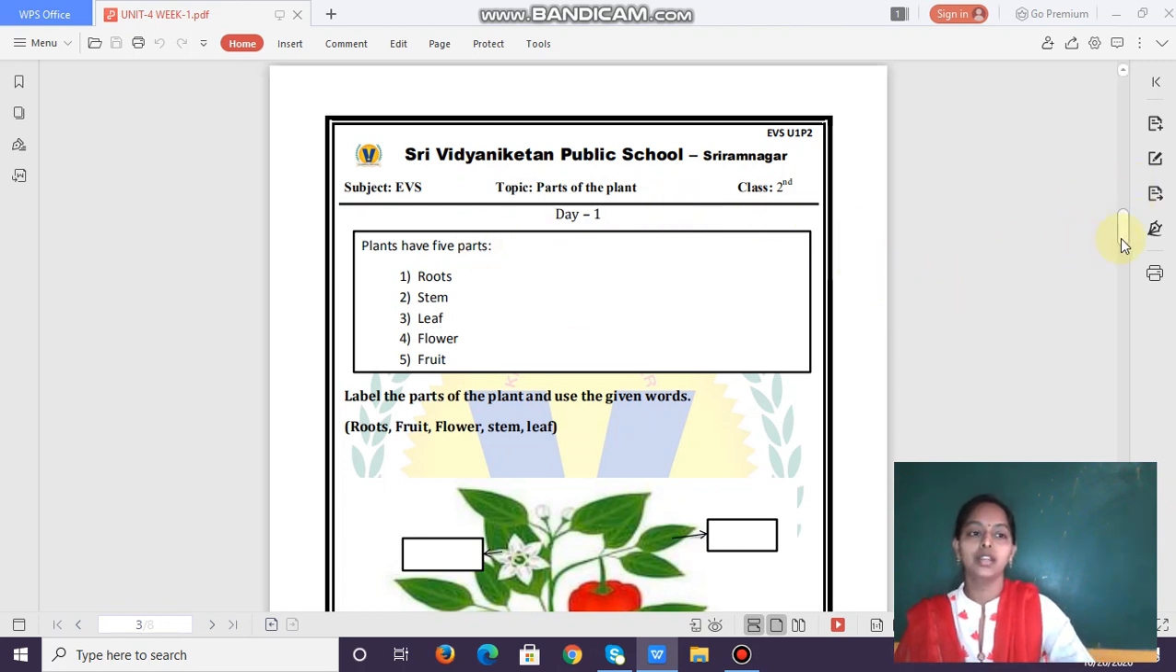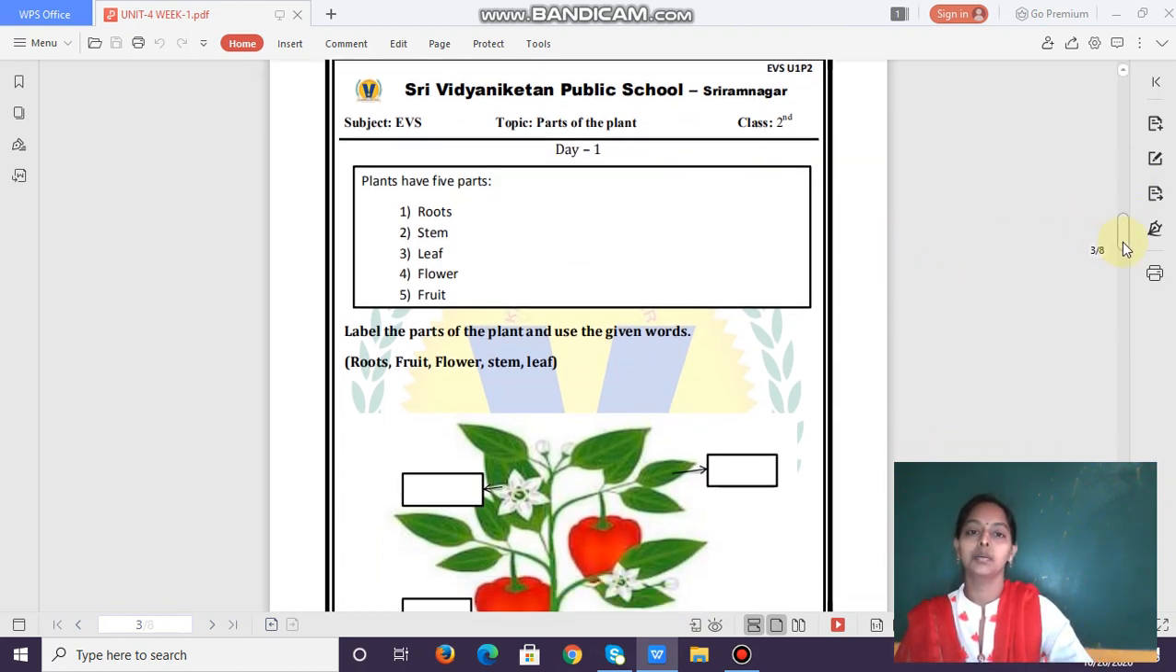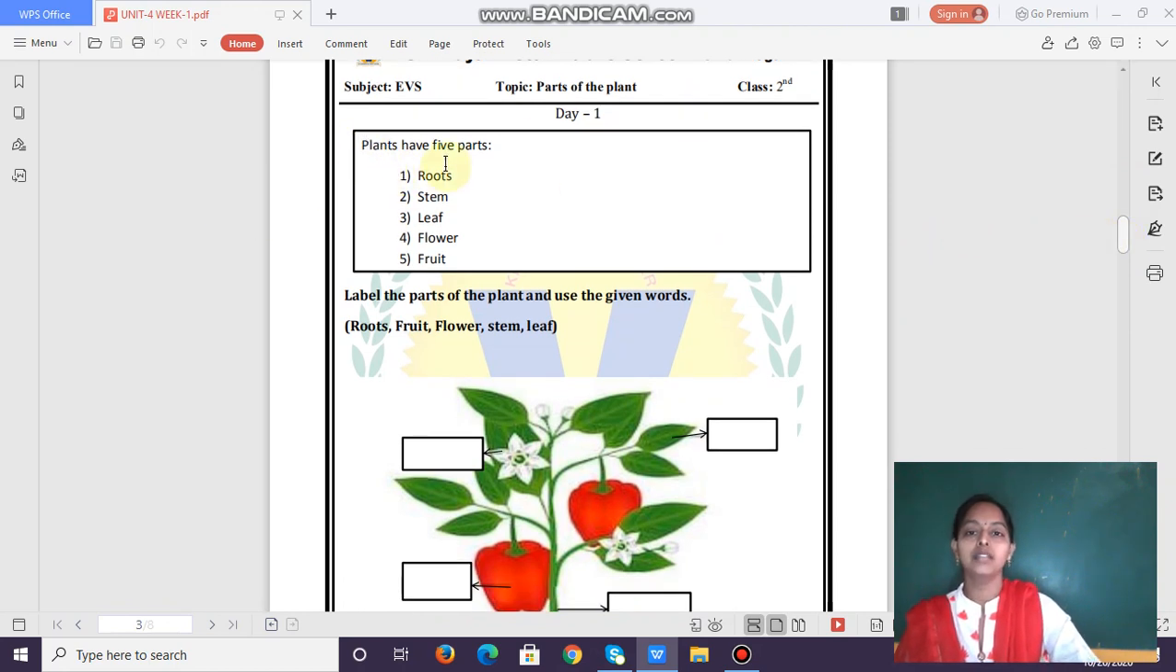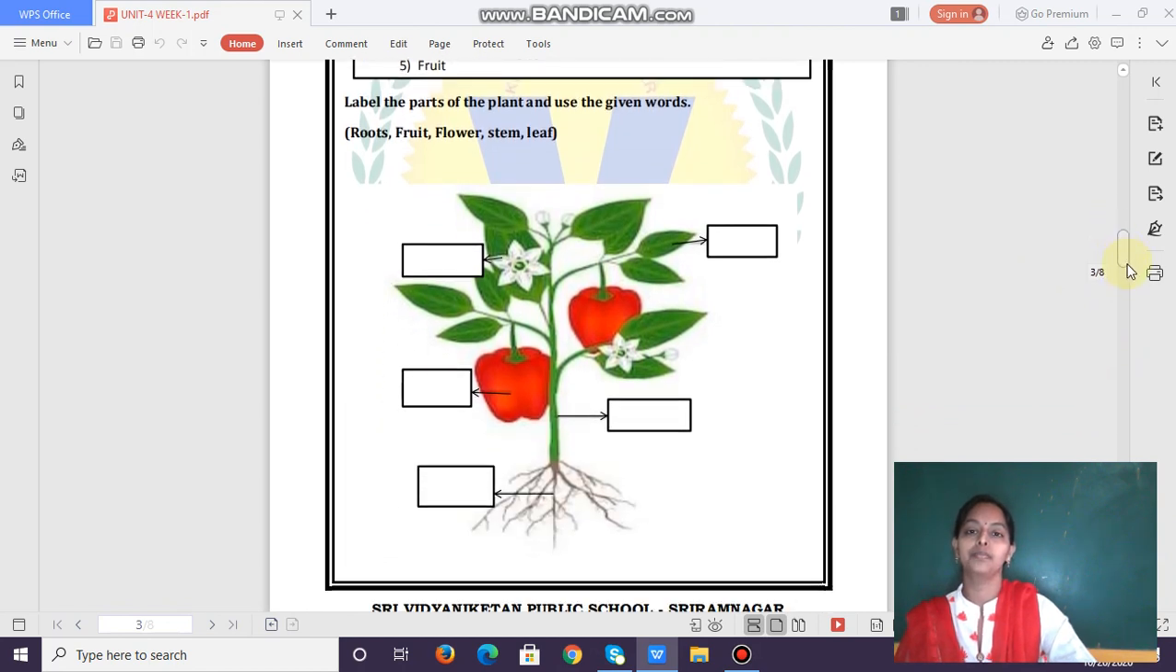Here you can see plants have 5 parts. Do you know what they are? Very good. The first one is roots, stem, leaf, flower and fruits. These are the parts of the plants. And here you can see our question. What have we been given here? Label the parts of the plants and use the given words.